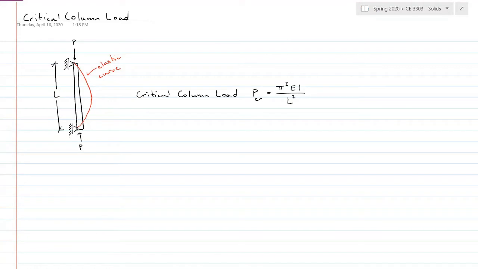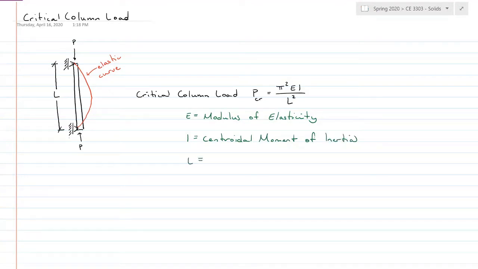Just a reminder, pi squared is still pi, E is still the modulus of elasticity. I is still the centroidal moment of inertia. And L is equal to the length between supports.